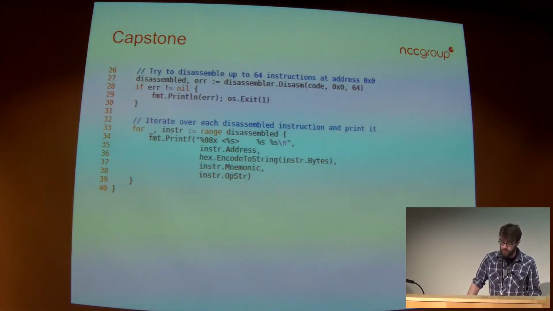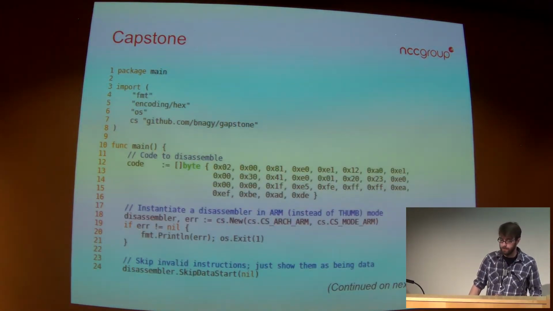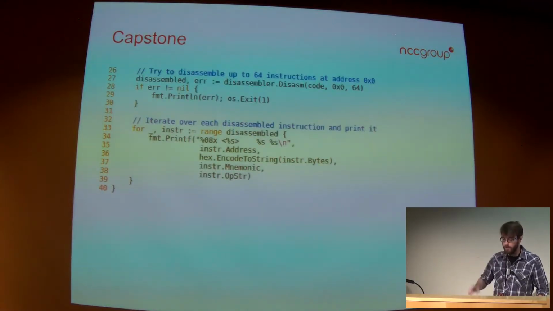So then you just call disassemble this code at this address, and you can say, oh, just disassemble up to 64 instructions. We clearly know that there aren't even 64 bytes there, let alone 64 instructions, but you just set a max and it'll go on its merry way.